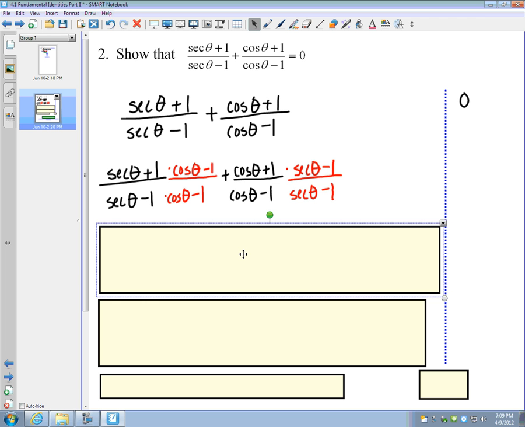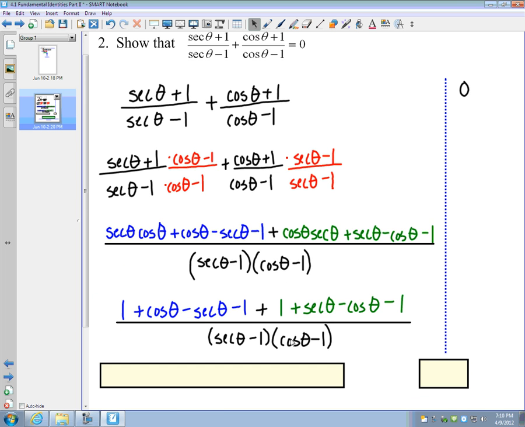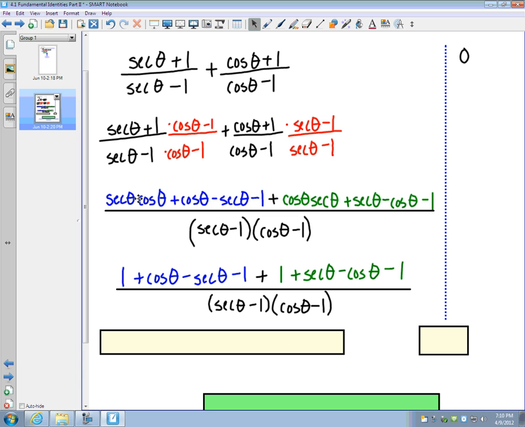Okay, so I multiply. I'm going to leave my bottom factored, and I'm just FOILing. So secant times cos plus cos minus secant minus 1. That's all I've done. And when I do this, I notice that secant times cos, those are reciprocals. That's just 1. Secant times cos is just 1, and cos and secant is just 1. Okay? And you'll notice I have a bunch of things that cancel out.